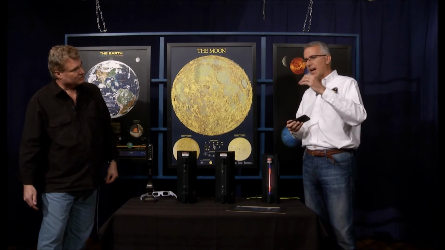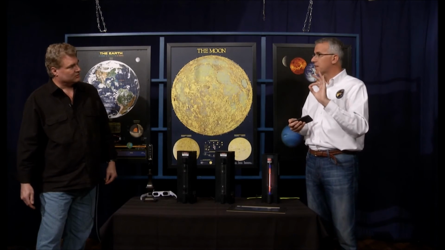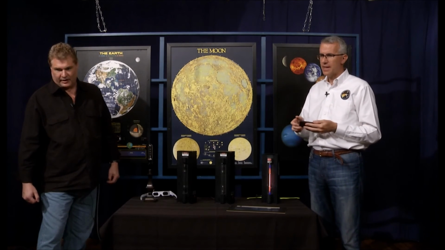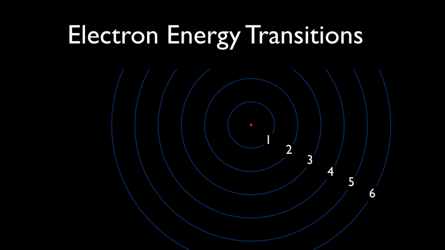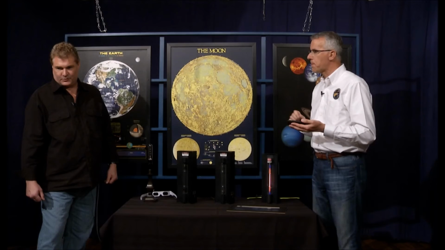Sure. So let's just pick on the hydrogen because that's the easiest one. You can see I've got 6 different shells here. You can think of these like lanes, except they are shells. And normally the electron would be racing around on track number 2.